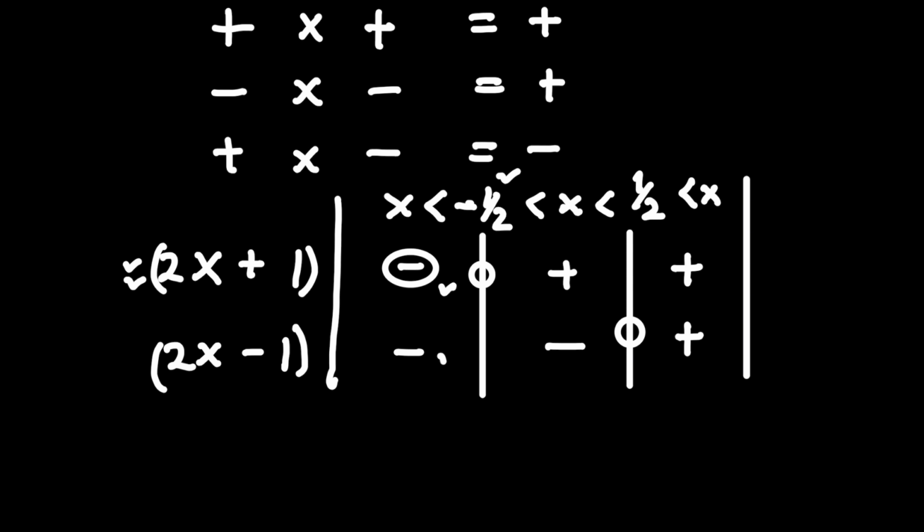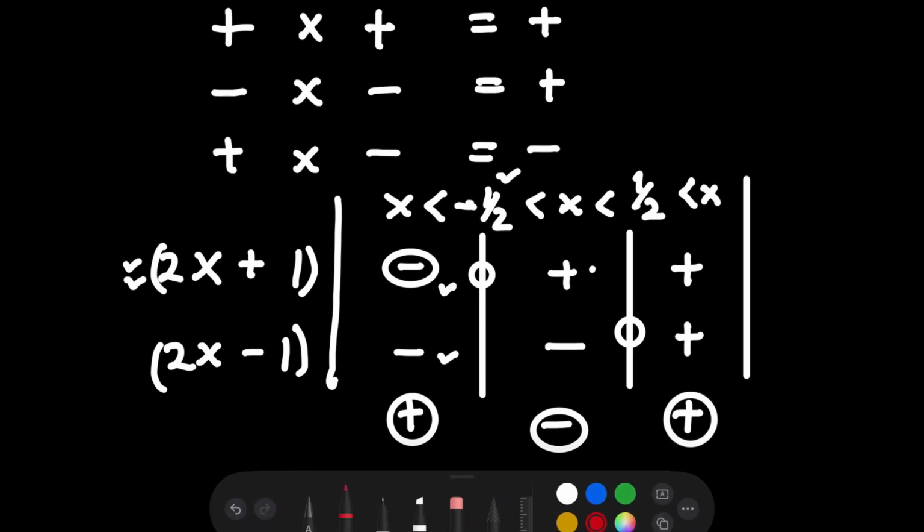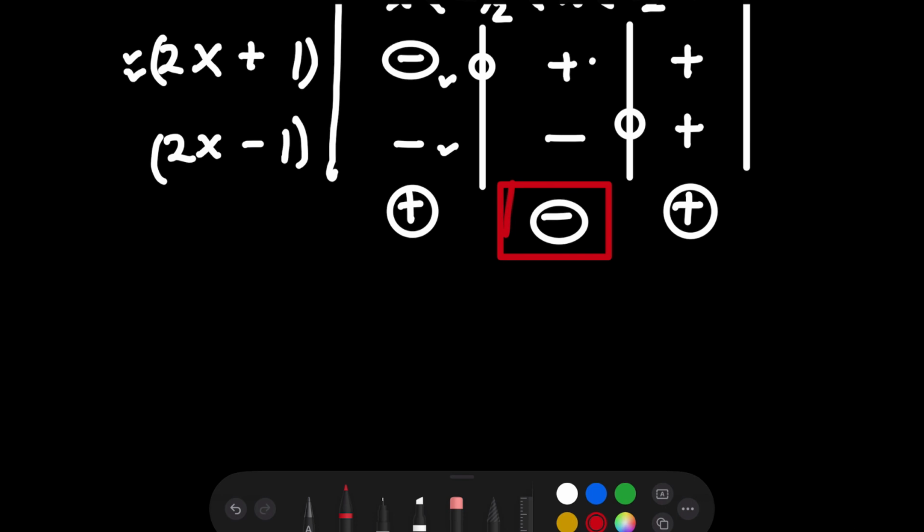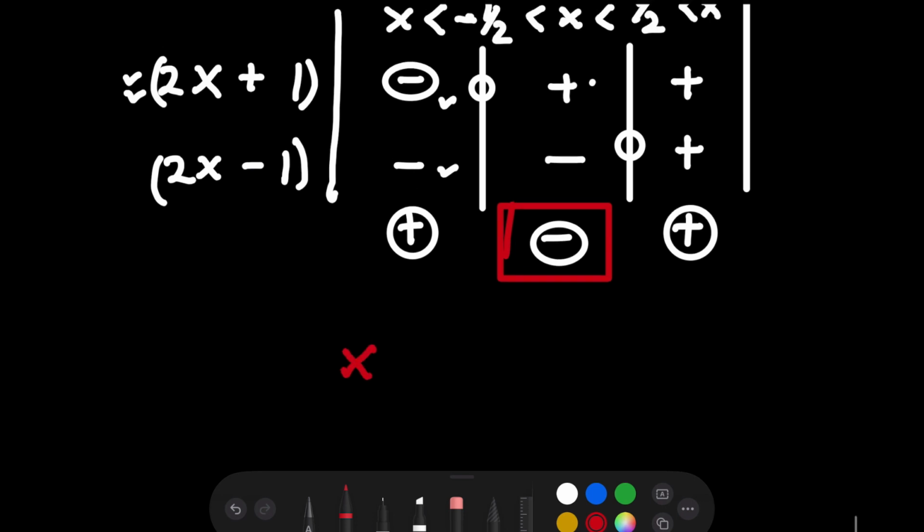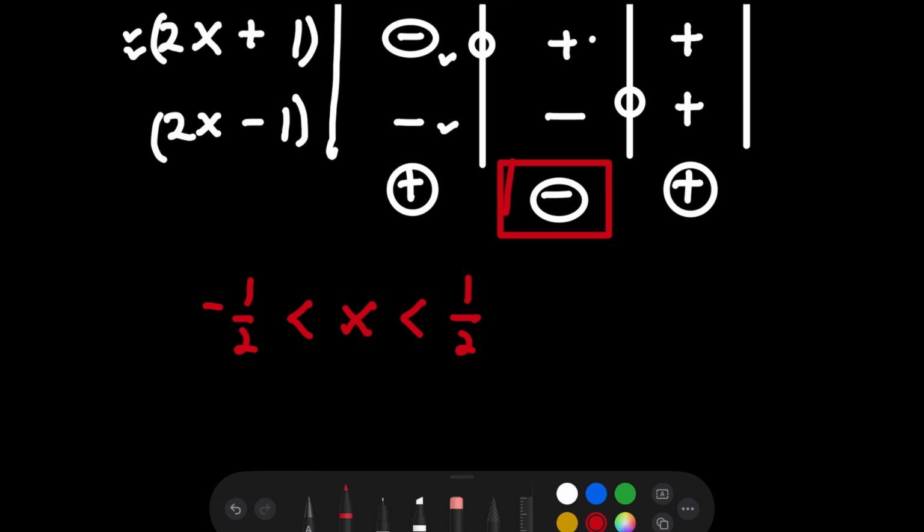Now let's multiply out. A negative times a negative is a positive. A positive times a negative is a negative. A positive times a positive is a positive. The portion we're interested in is this one, so x is between minus half and half, which is what we found above.